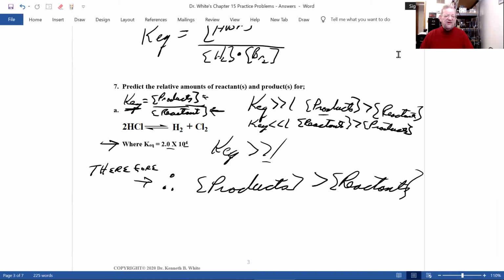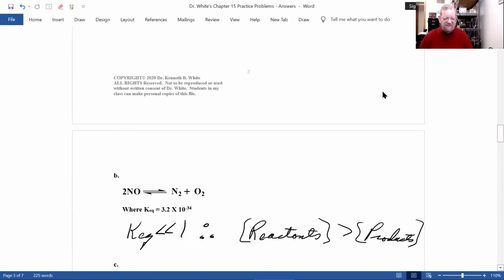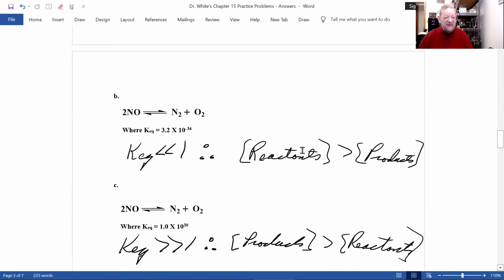All right, so let's do another one. Here, there's a minus sign. The K equilibrium is 3.2 times 10 to the minus 34th for this reaction, which means it's much less than 1 and reactants are greater than products.